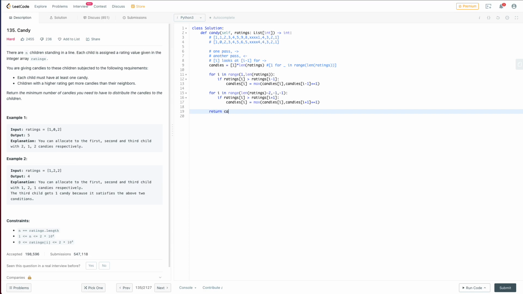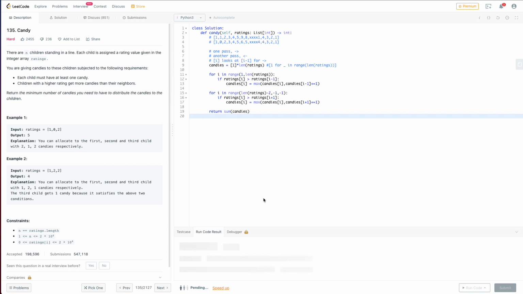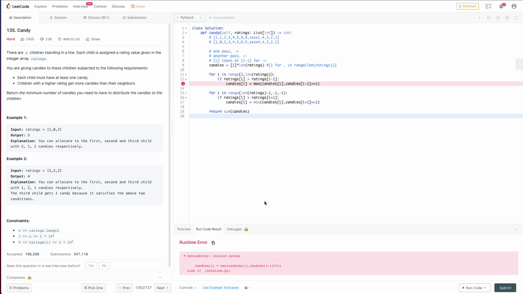So then return the sum of candies, is my guess. Oops, right, I'm not assigning anything. So keep the current value, or look at the left neighbor's value and increment by 1, or look at the right and increment by 1.